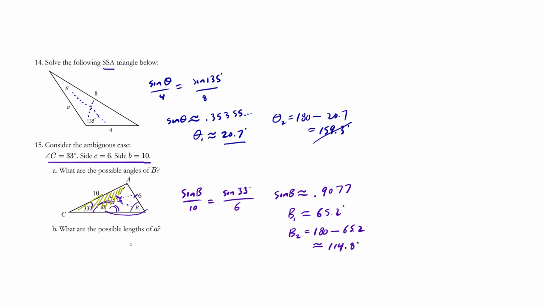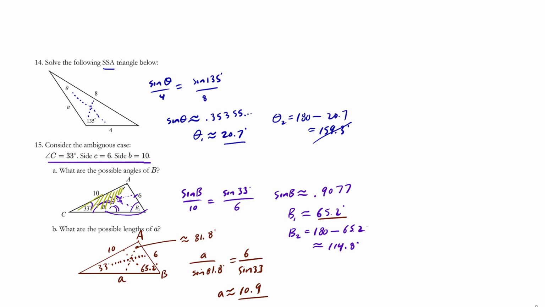So now let's find the possible side lengths of A. Let's focus on the big triangle first. The big triangle looks something like this, and this is A, this is capital A, this is 6, this is 10, 33 degrees. So in this case, angle B is acute. It's 65.2. So it's good to keep the digits on your calculator. And let's play catch. This mystery angle A is going to be 180 minus 33 minus 65.2, which is approximately 81.8 degrees.